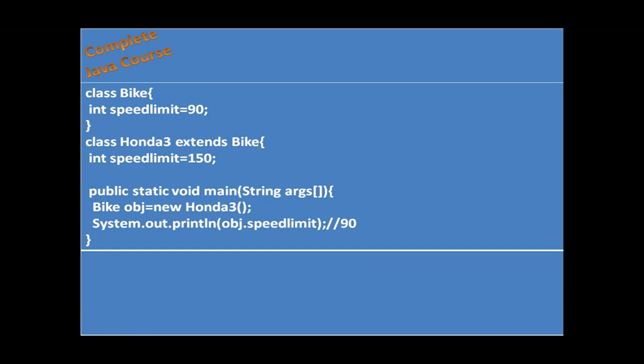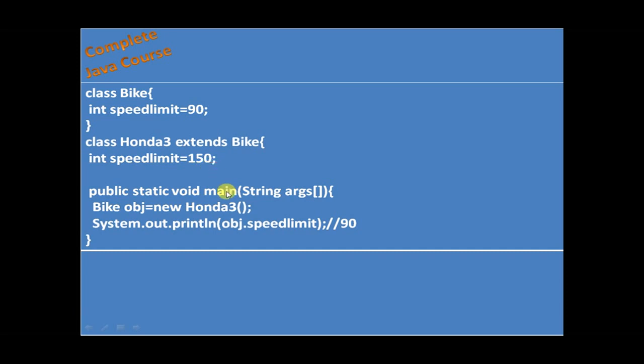Now if you create the reference of the bike class and pass the object of the subclass, the Honda class, you are passing the object of the subclass into the reference of the parent class. Now if you call the speed limit variable, since this is the reference of the parent class, you will get the output of the parent class data member. So the output will be 90, not 150.